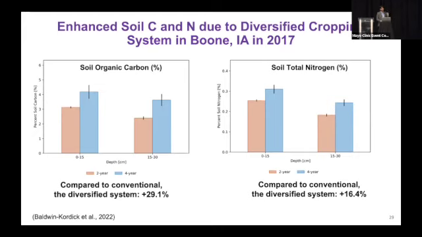And what did we learn? Compared to the conventional system, which is this brownish or reddish bar, whereas this blue one is your diversified crop rotation, it showed that it increased the soil carbon almost 29%. And when we look at the total nitrogen percentage, we see something similar to the carbon. Compared to the conventional system, the diversified system increased total nitrogen almost 16%. Take home message: the diversified system has the potential for increased soil carbon and nitrogen storage in the soil.